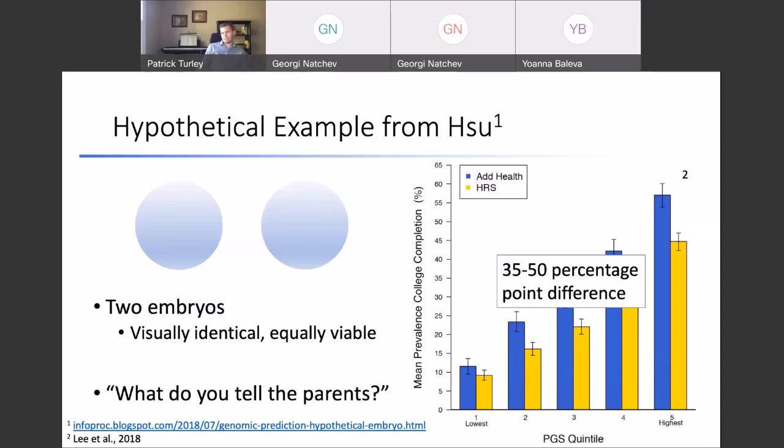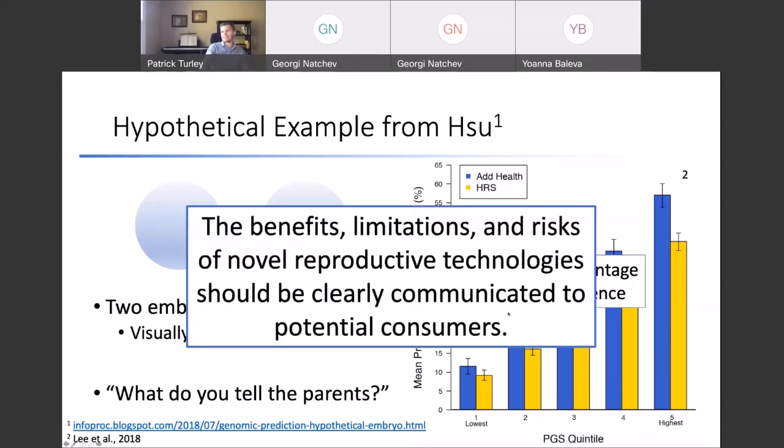Should you advise them to genotype and select the embryos based on this information that we know from external research? The point that I want to make is that it's actually much more complicated, and that hypotheticals like this are a bit misleading in what the value of embryo selection might actually be, and that the benefits, the limitations, and risks of novel reproductive technologies like embryo selection using polygenic scores need to be clearly communicated to potential consumers.